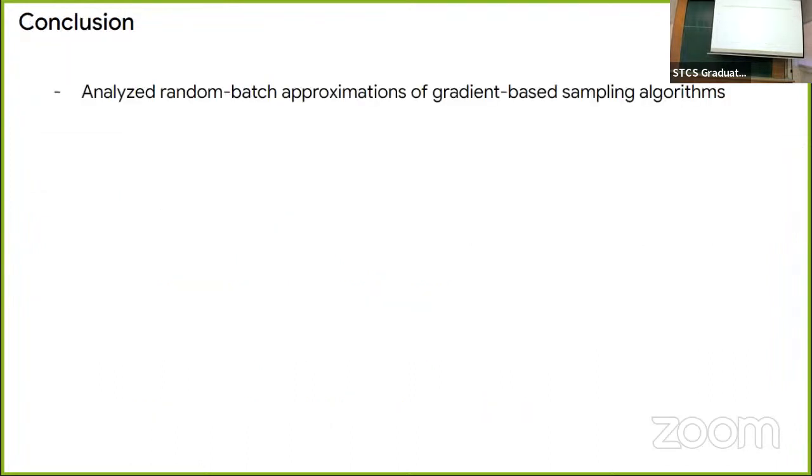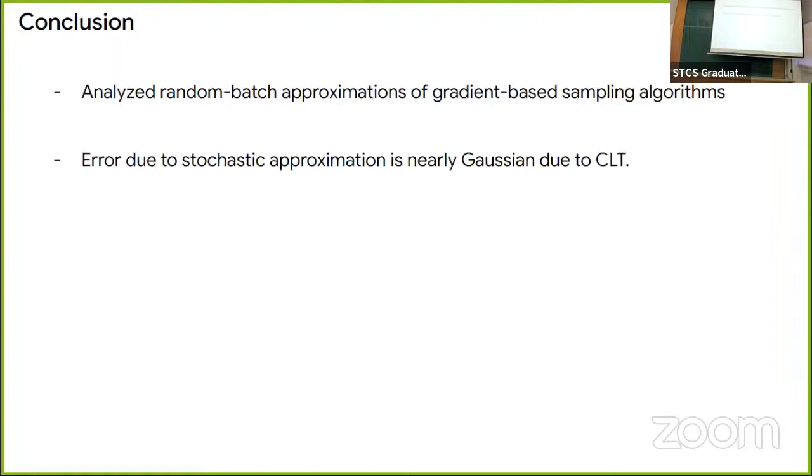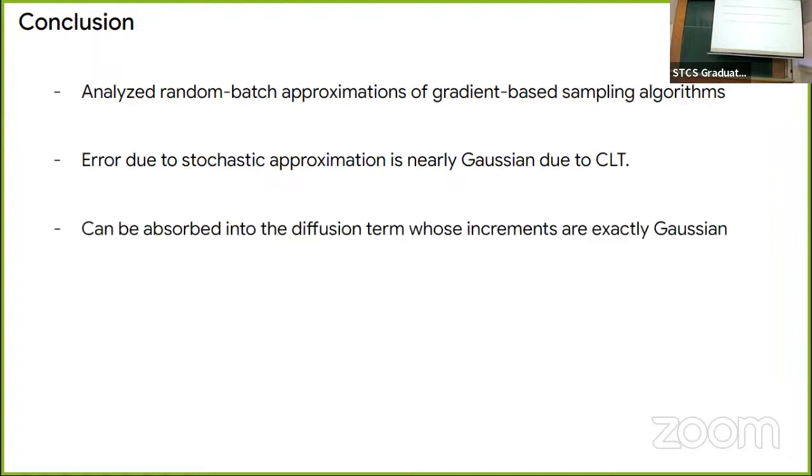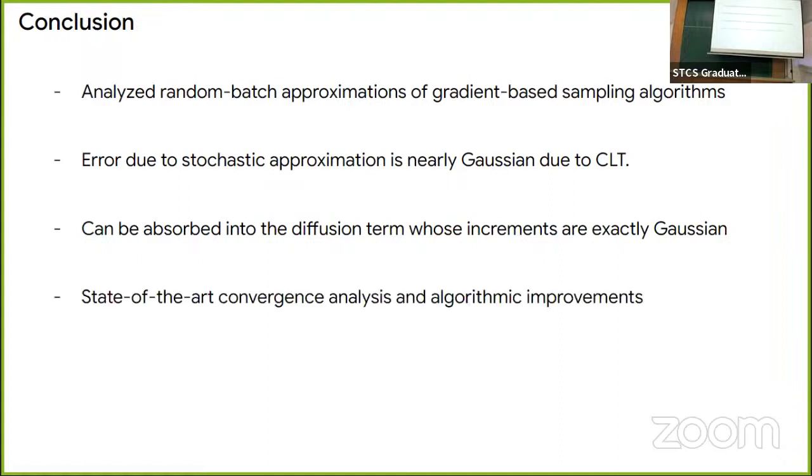So to conclude, we analyze random batch approximations of stochastic gradient based sampling algorithms. Error due to stochastic approximation is nearly Gaussian due to the CLT. It can be absorbed into the diffusion term whose increments are exactly Gaussian. This gives a state-of-the-art convergence analysis and algorithmic improvements. There is the covariance corrected SGLD, for instance.